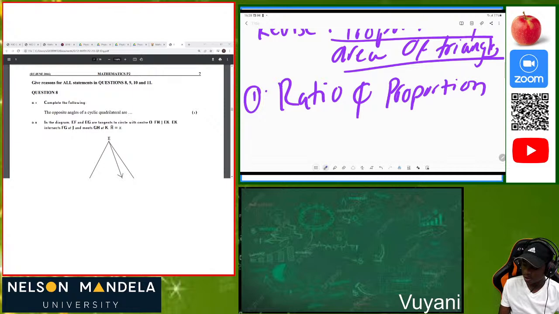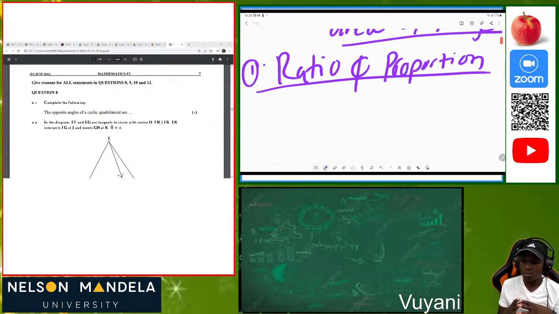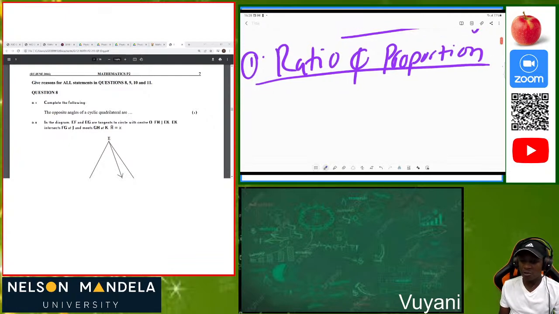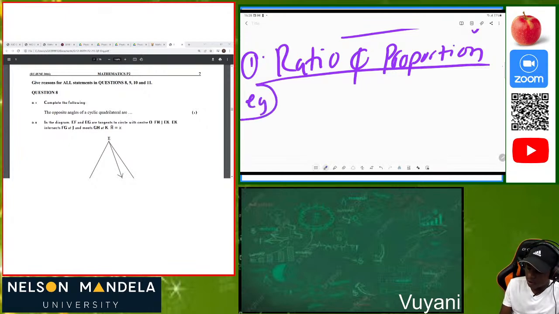Ratio compares two measurements of the same kind using the same units. In other words, in order for us to perform a ratio, we are comparing two measurements of the same kind using the same units. It is essential that you understand ratio and proportion. Ratio is to be able to compare two measurements of the same kind with the same units. Now I want to make a small example.